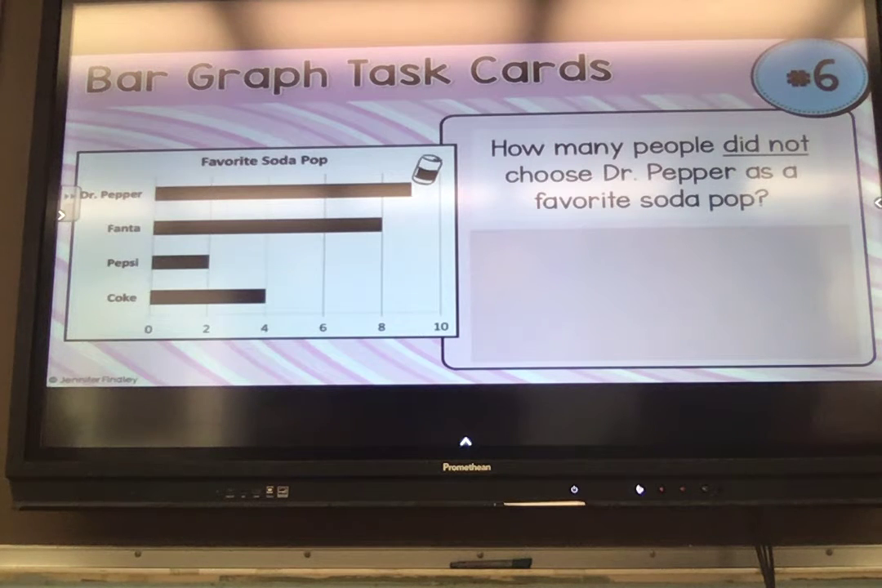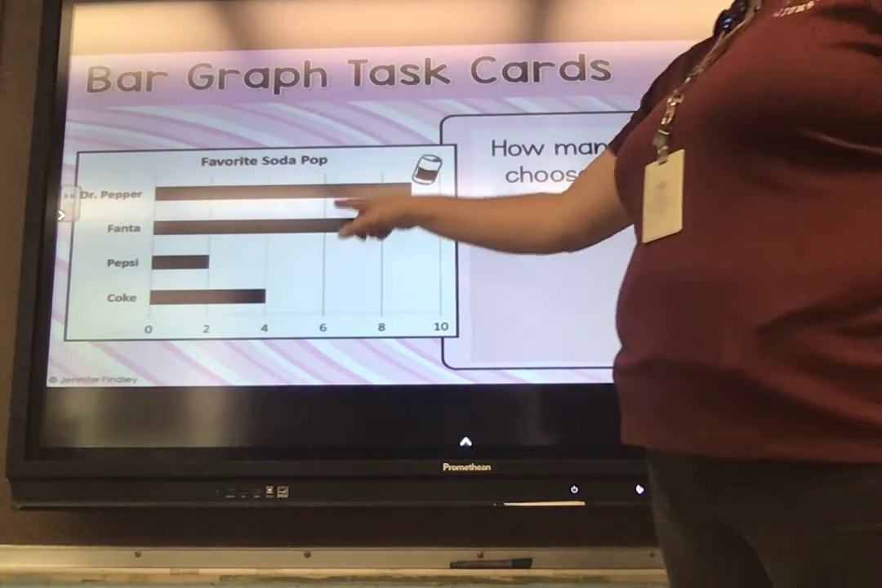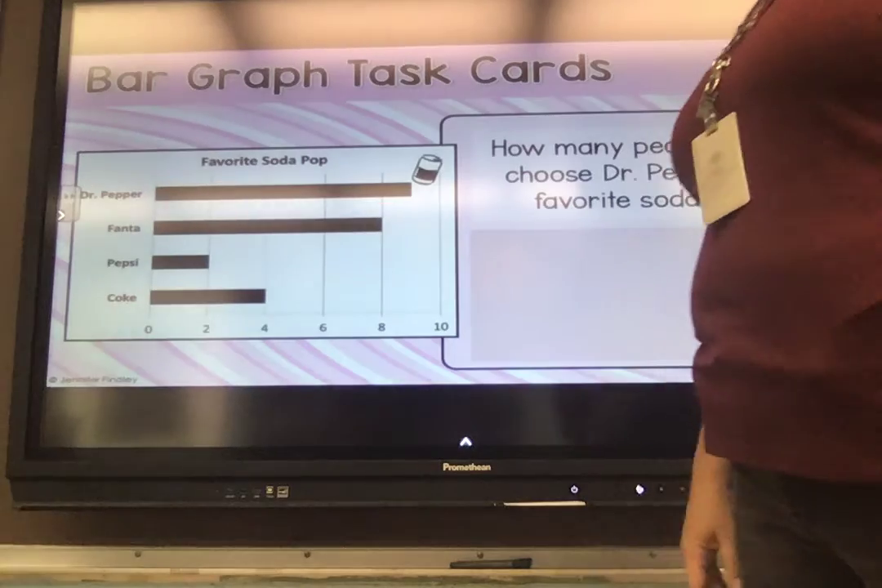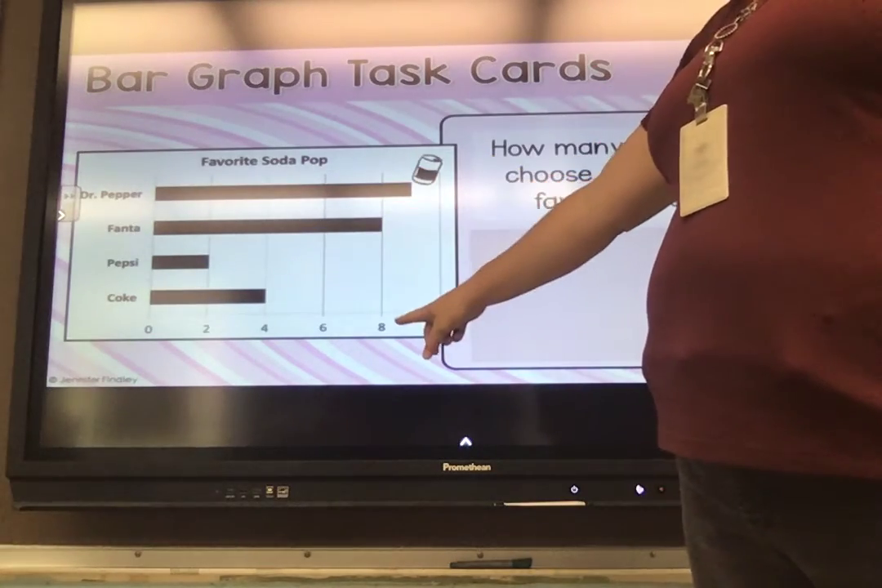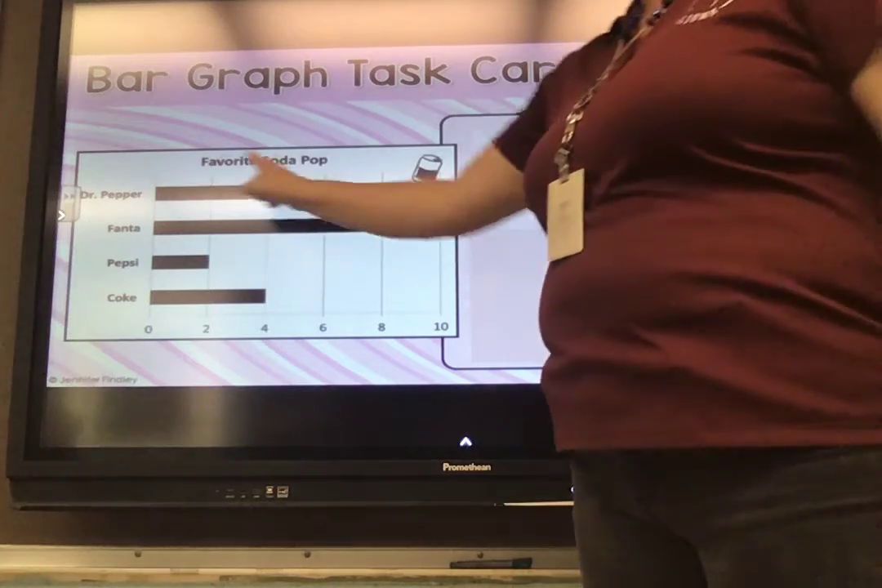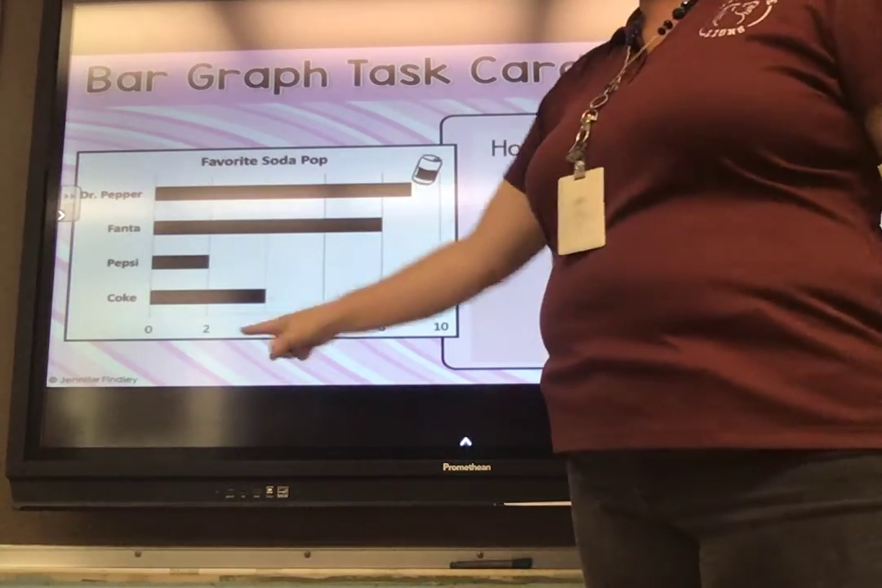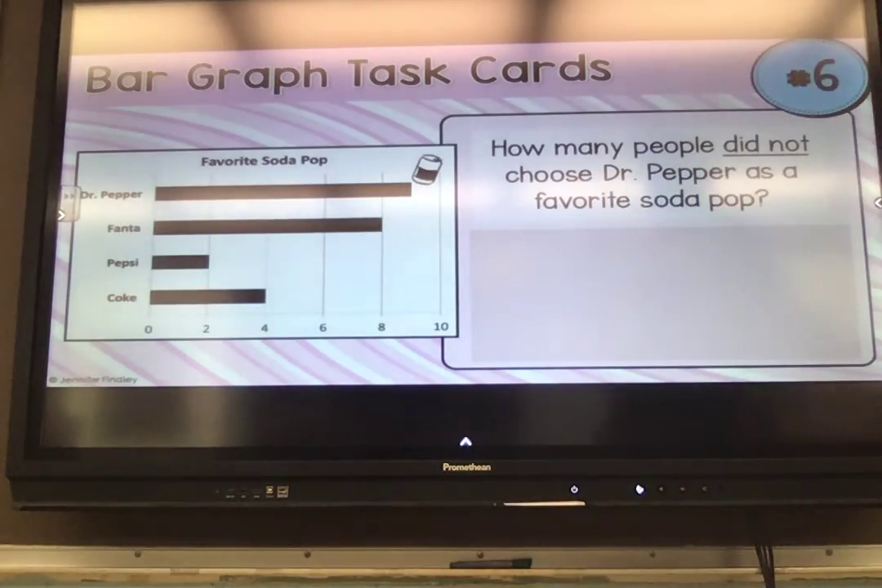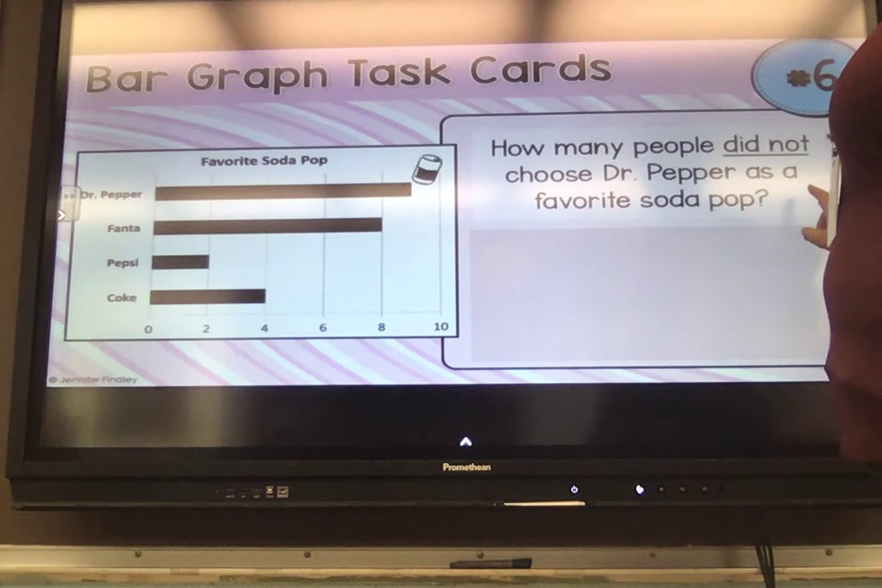6, how many people did not, notice that's underlined, did not choose Dr. Pepper as a favorite soda pop? Did not pick. So if they picked anything besides Dr. Pepper, we have to count it. So that's Fanta is 8, Pepsi was 2, Coke was 4. We've got to put all of those together. We add everybody except for Dr. Pepper. We don't include it.